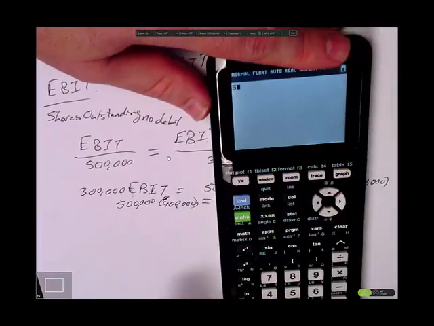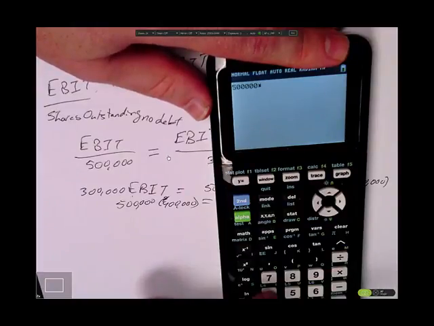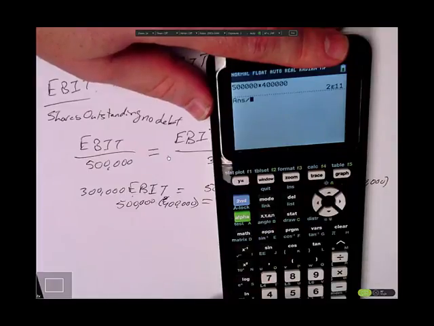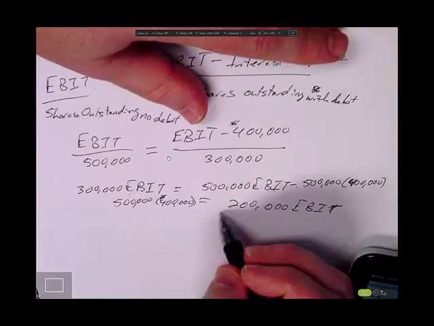So I have 500,000 multiplied by 400,000, which gives me a really big number. I'm going to divide that by 200,000.